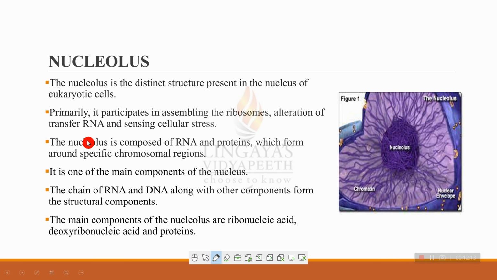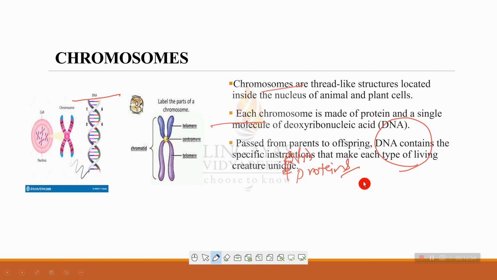Moving on. Now talking about the nucleolus. The nucleolus is present inside the nucleus of eukaryotic cells only. It is not present in the prokaryotic cell. It participates in the assembling of ribosomes, transfer of RNA and sensing cellular stress. It is composed of RNA and proteins. It is one of the main components of the nucleus. As I told you, it consists of RNA, DNA and proteins.